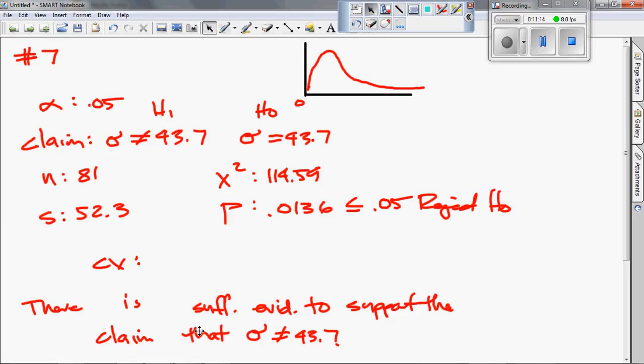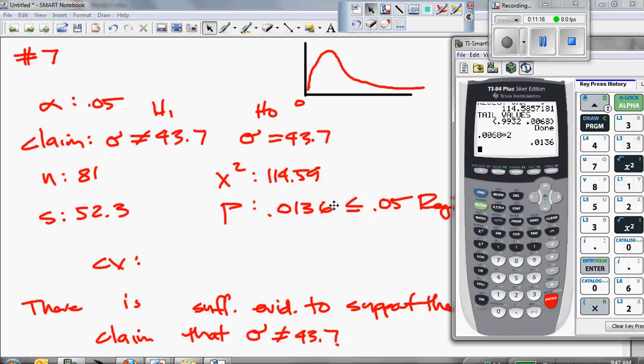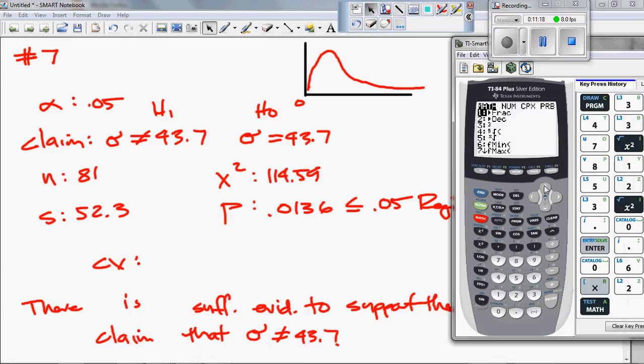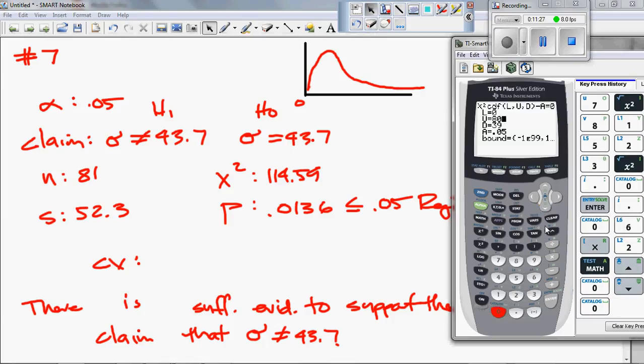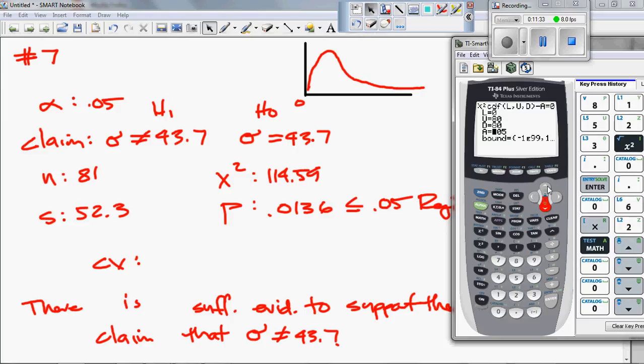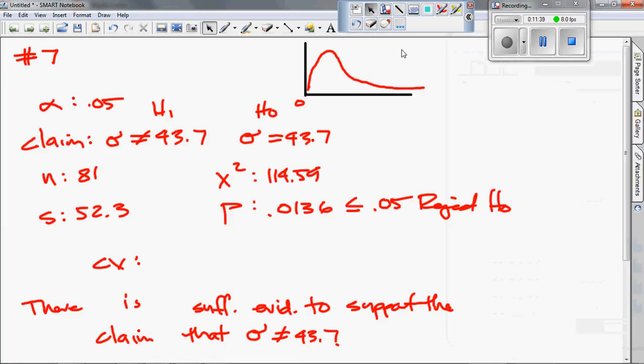Our critical value, we use the equation solver, math. Press up for the equation solver. Lower boundary is going to be 0. The degree of freedom is 1 less than the sample size, so it's 80. Oops. So this should be 80. And the area under the curve between 0. Now, for this one, the critical value is in both tails. We have a critical region here and here.